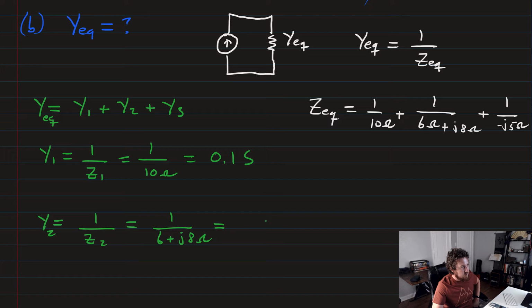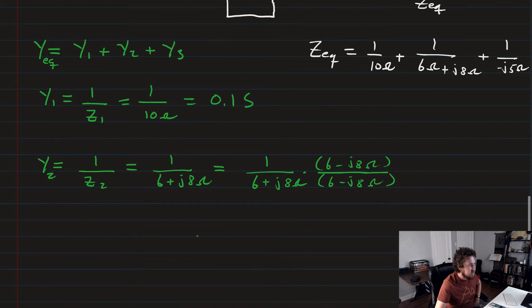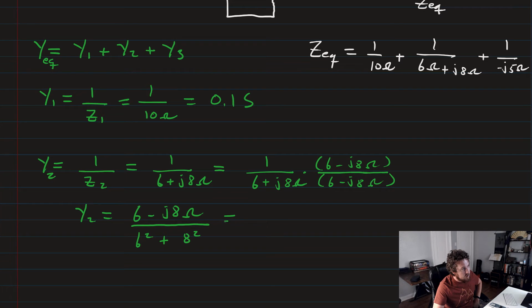So we need to do a little bit of arithmetic here. So that's 1 over 6 plus j8 omega. Remember, we're going to multiply by the complex conjugate, 6 minus j8 omega over 6 minus j8 omega. That means that our y sub 2 is just going to be equal to 6 minus j8 omega over 6 squared plus 8 squared, which actually comes out to 6 minus j8 omega over 100.